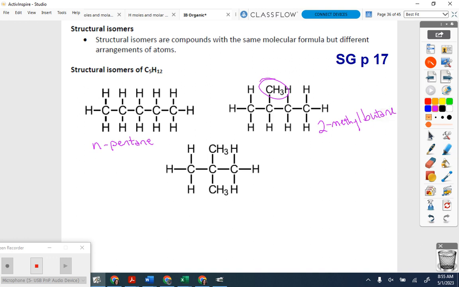And then this is going to be 2 branches, 2 methyl groups branched off of a 3-carbon chain. So this would be 2,2-dimethylpropane. Now you might say these aren't that different from each other, and you'd be right. There's not a different functional group going on here.